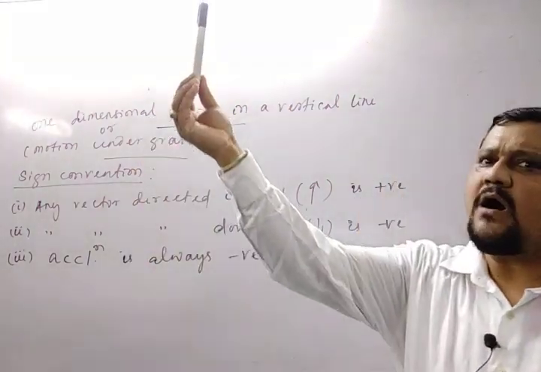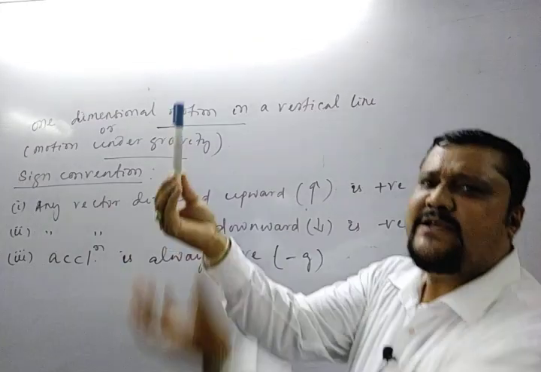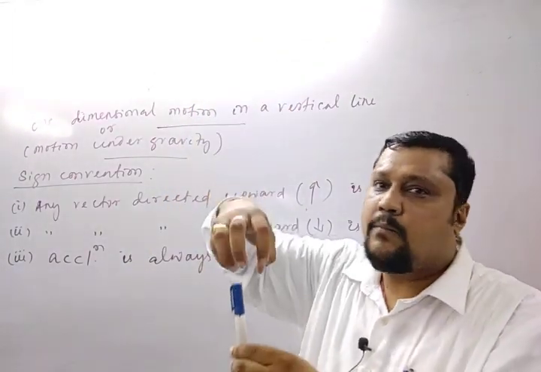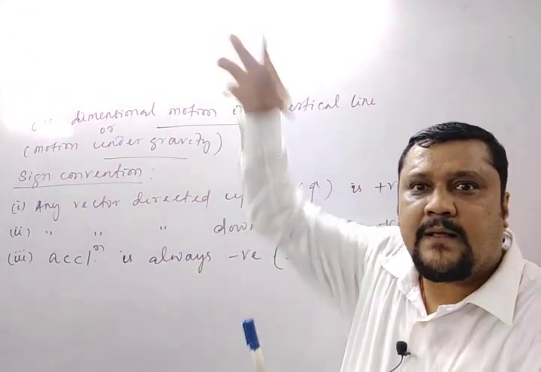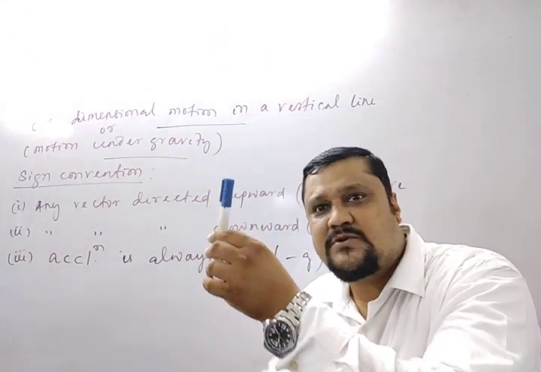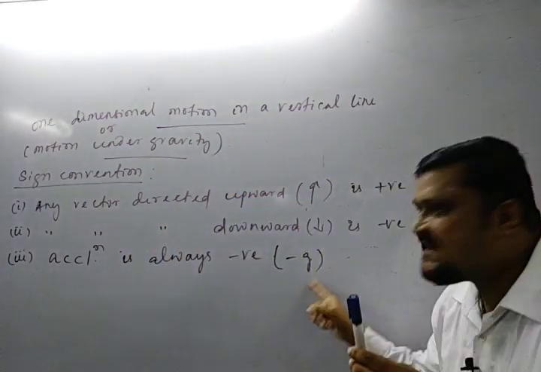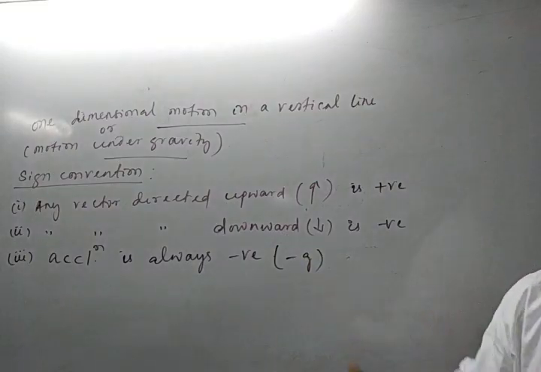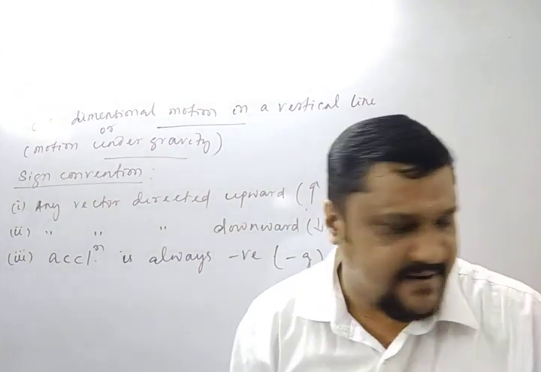If the body is going up, the gravitational force is still downward. If the body is going up, it doesn't mean the gravitational force is upward. Gravitational force is always downward. So the gravitational force gives you the acceleration due to gravity, and this is also downward. So that's why it is minus g. I will always take this as minus g.